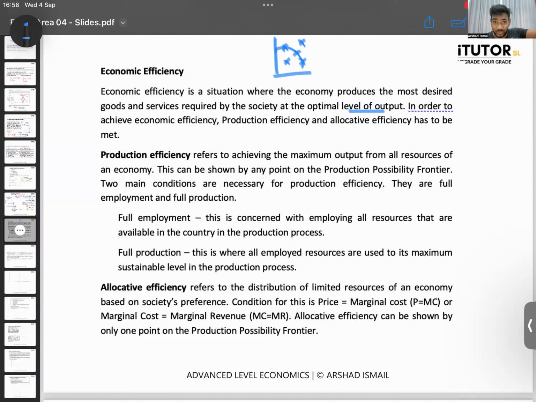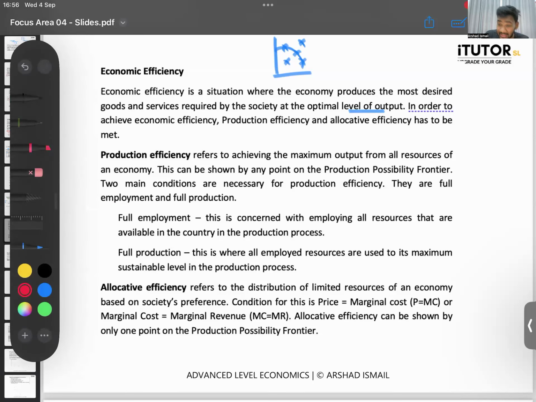Just like that, in order to achieve economic efficiency, there are two conditions. One of them alone will not help. If you want to get an A, only learning theory can't help. Without theory, doing just papers also might not help. So you need to have both. So how do you do that then? What are the two conditions to achieve economic efficiency, Lamai?